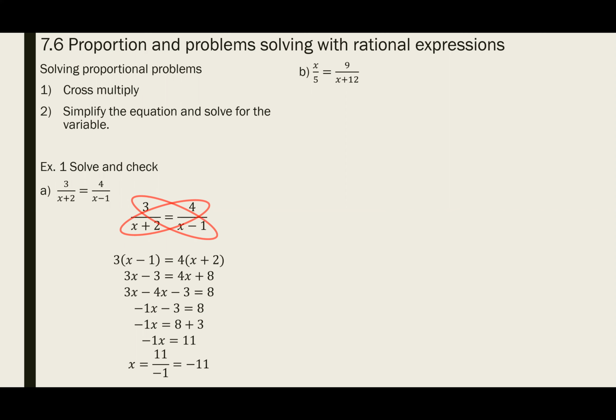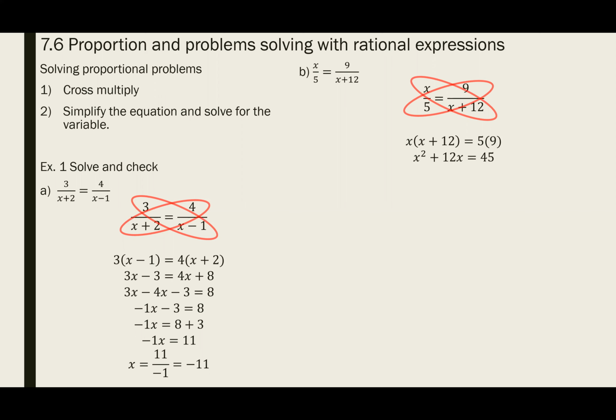And if we have this problem, as long as you have a proportional, all you need to do is cross multiply. x times x plus 12, 5 times 9. So x times x plus 12 equal to 5 times 9. And now what do you have? Well, x times x is x squared. x times 12 is 12x. And 5 times 9 is 45.